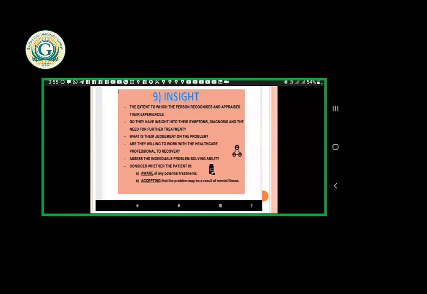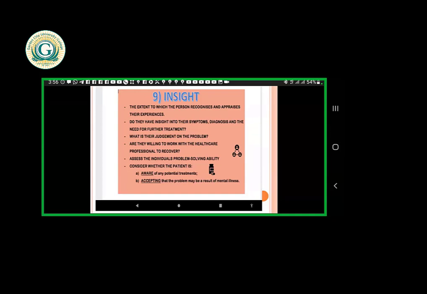Insight: the extent to which the person recognizes and appraises their experience. When we say you have an insight, it simply means that, number one, you need to accept that you have a disease. Two, if you have a disease, then that means that you need treatment. Three, you must accept that you are going to follow the treatment regimen. These are the three things that tell us about the insight of a patient.